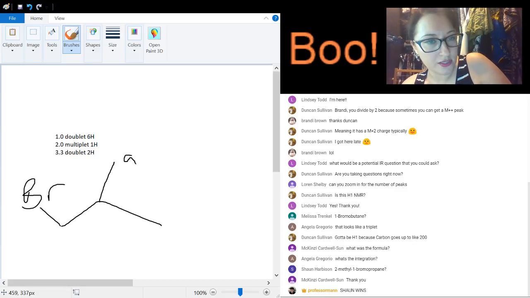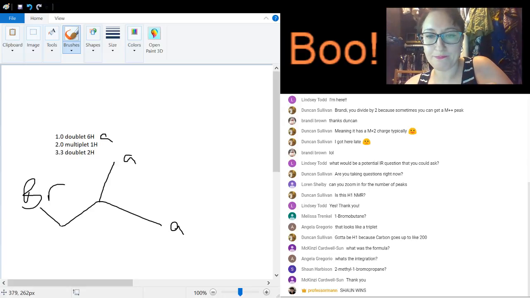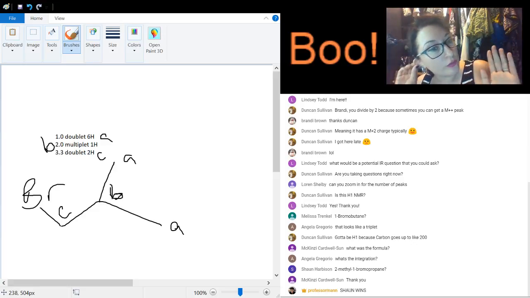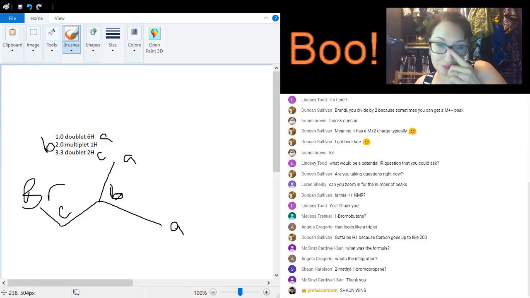We'll call these hydrogens A. That would correspond there. The multiplet with 1 hydrogen would be this one here. That's a really bad B. And then that there would be your C, and you would expect that to be downfield a little bit because it's deshielded by the bromine. Nice job.